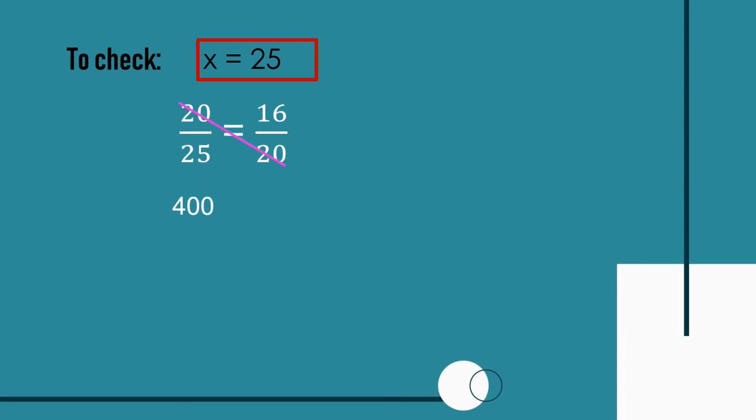To check, substitute the value to the proportion. Then, cross multiply. So, 20 is to 25 equals 16 is to 20. Cross multiplying now, we have 20 times 20 equals 400. 25 times 16 equals 400. Now that the cross products are equal, it means that our answer is correct.